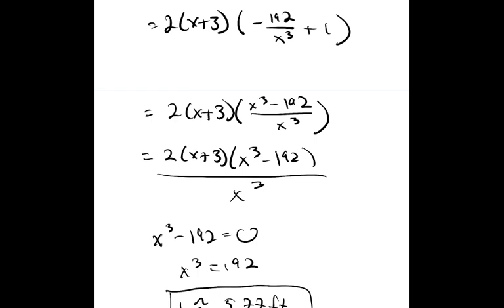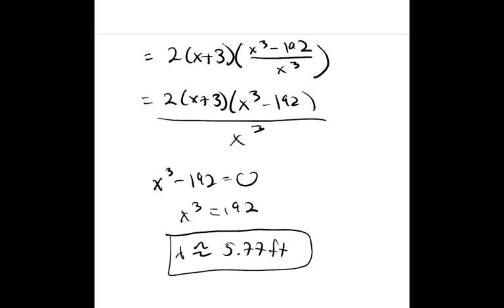If we set that first factor, x plus 3, to 0, we would get x equals negative 3. Again, negative 3 doesn't make sense in the context. So the only real candidate will come from the x cubed minus 192 equals 0. And then from there, we get that x is approximately 5.77 feet. Okay.